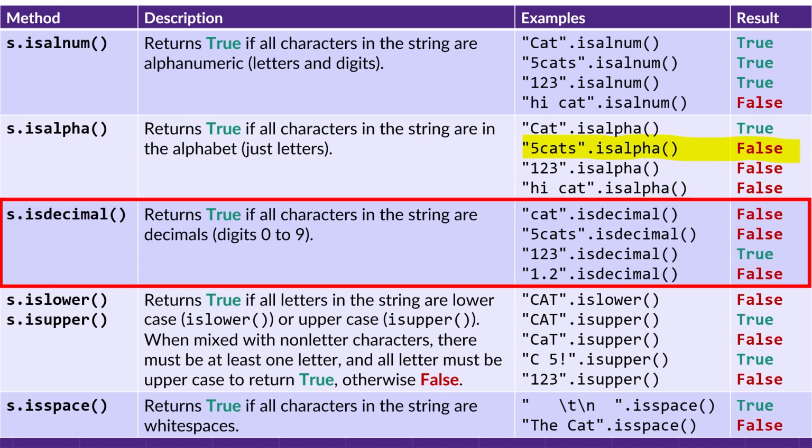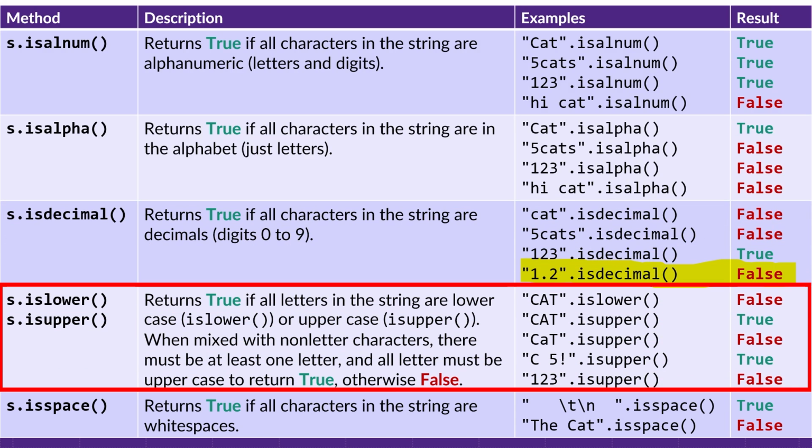Isdecimal is very similar, but now we're just looking for digits, 0 to 9. So cat would return false because it doesn't have any digits and it has letters. 5 cat is also going to be false because it has to be all digits. 1, 2, 3 is going to return true because those are all digits. Now, one thing to keep in mind is even something like the decimal place doesn't count as a digit, so that would return false. It can only be the numbers 0 to 9.